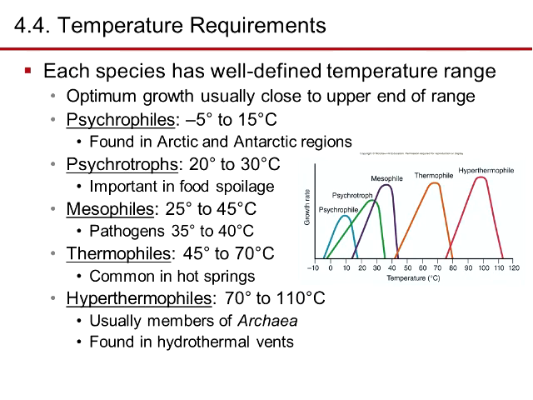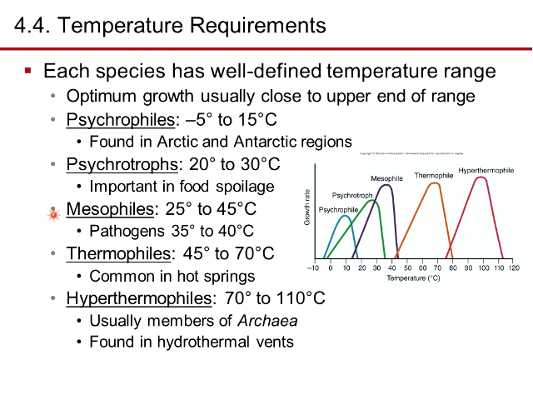Now, temperature requirements. Each species has well-defined temperature ranges, and we name those species based on where their optimum growth usually occurs. The optimum growth is always the top of the curve, so to speak, usually close to the upper range. We have psychrophiles, which tend to grow at -5 to 15 degrees centigrade. We see those in Arctic and Antarctic regions. Psychrotrophs grow at 20 to 30 degrees centigrade. They're important in food spoilage.